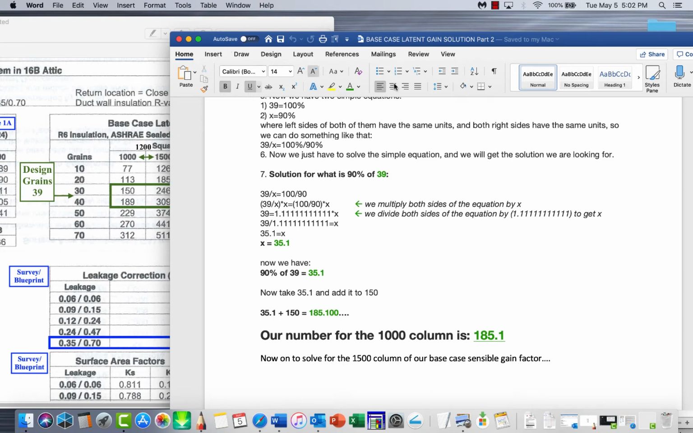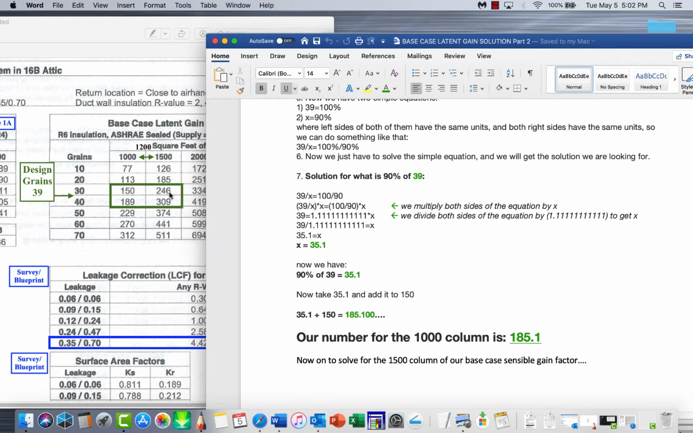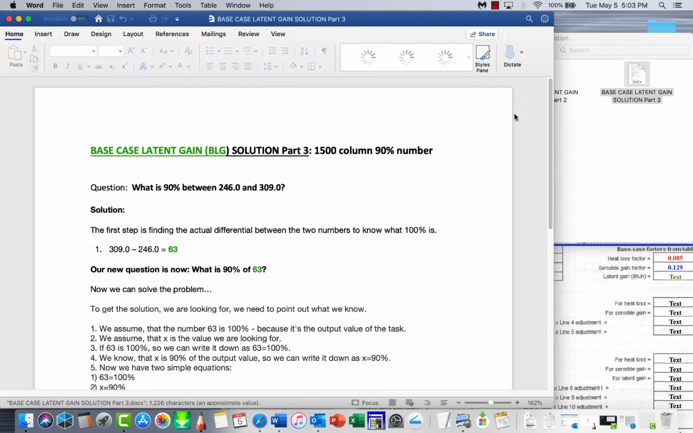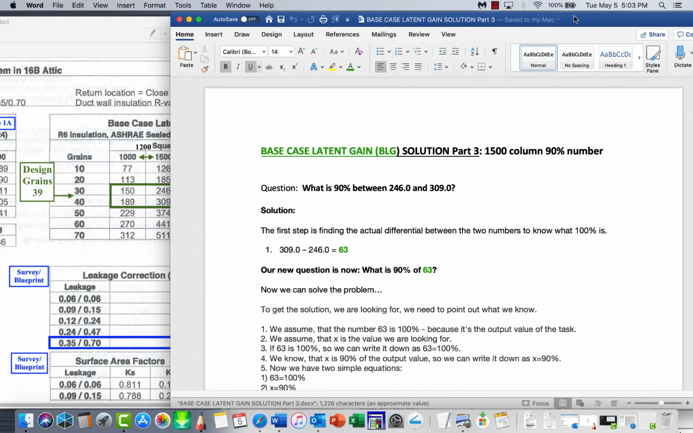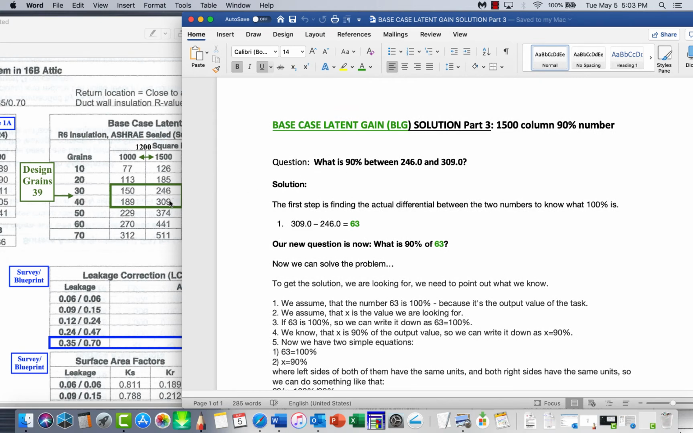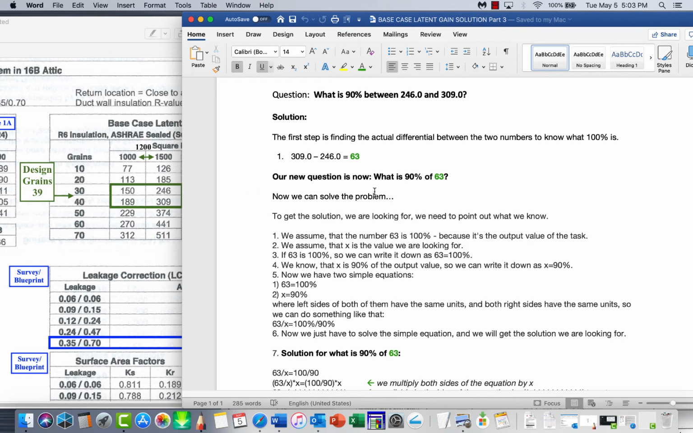Now we're going to do the 1500 block here, because our number for square footage of our home is actually 1,200 square foot. So we're going to wind up in between those, so we got to get these two numbers first. So we got to find what's 90% between these two numbers. I'm going to move it over here so you can see. What's 90% between 246 and 309? Basically, subtract 246 from 309, that gives you 63. And then we just have to figure out what 90% of 63 is.